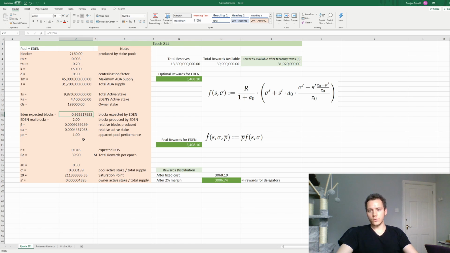So Eden was expected to produce 0.96 blocks this epoch, but it produced 2, and we'll get onto that later. But as I mentioned in the presentation, the apparent performance set to 1 means that I'm not going to get any extra reward for this second block. I will be rewarded as if I created 0.96 blocks.